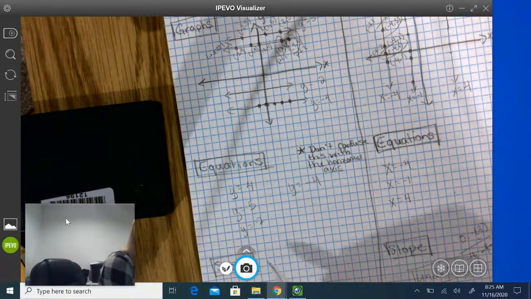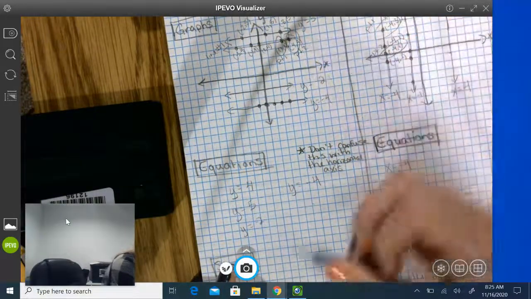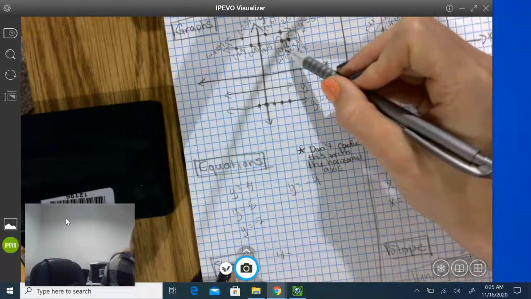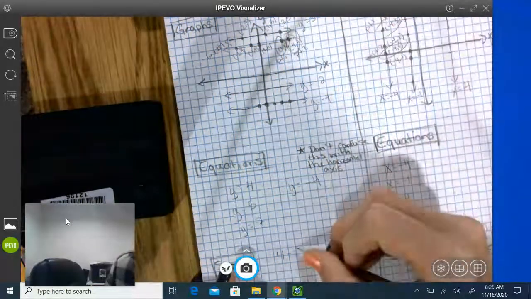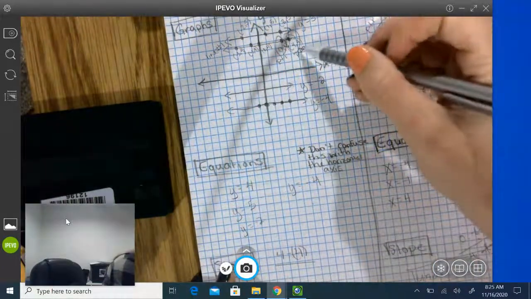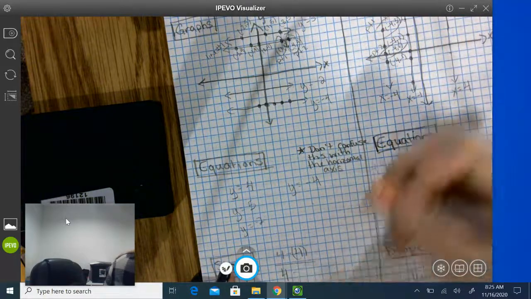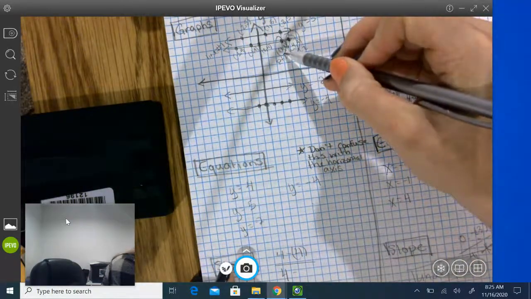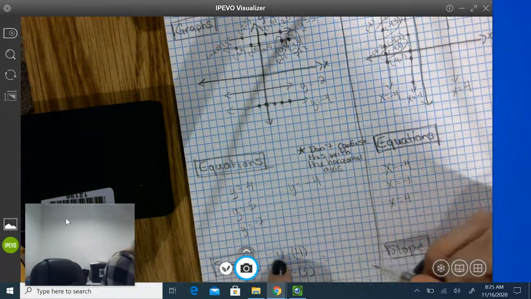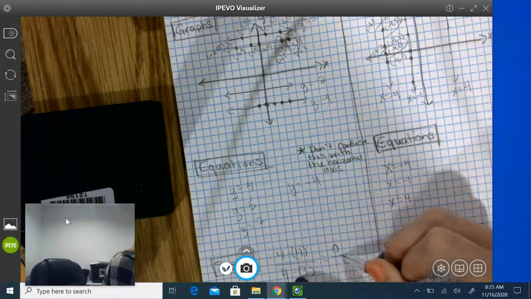So same formula as before. We're going to do y2, okay? So my y from point 2 is 4. Minus my y1, which from that point 1 is also 4. So 4 minus 4 on top. And then on the bottom, it should be x2. So my x from point 2 is 4. And then x1, which from point 1 is 3 in this case. Okay? So when I do this math, 4 minus 4 is 0. And then 4 minus 3 is 1.